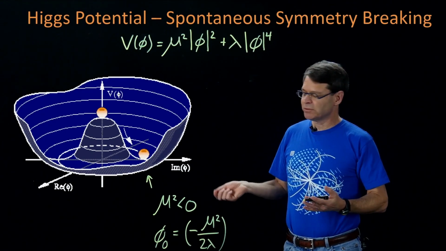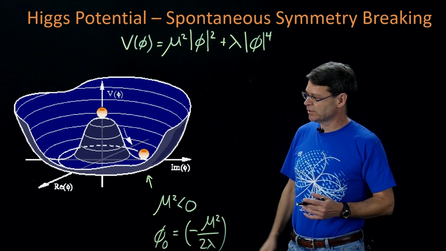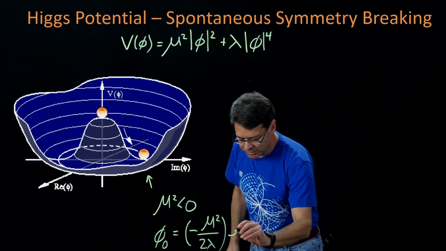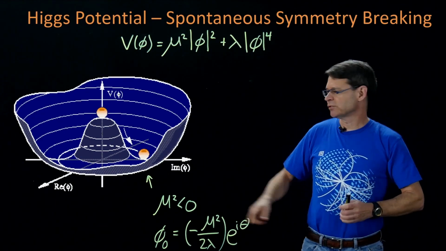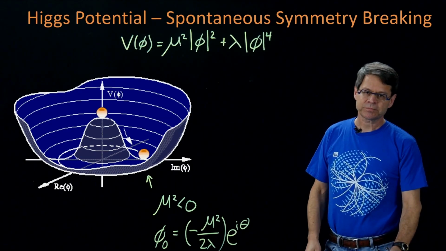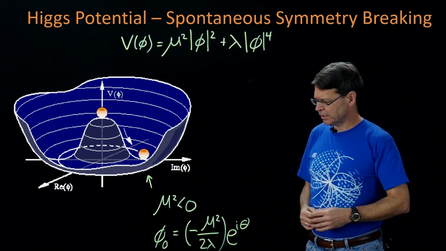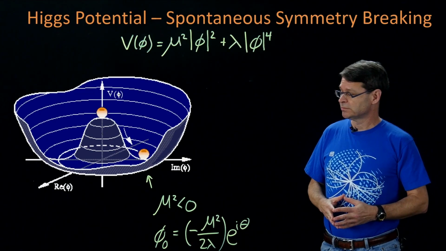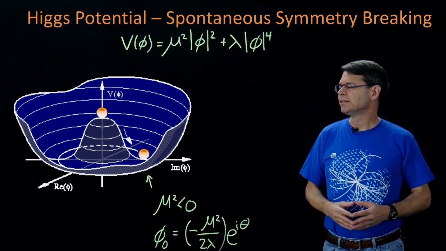We can see this is a two-dimensional potential well because it has a real and imaginary component. Anywhere around a ring at that minimum works. So there's a complex phase we can add here, e to the i theta, and that just means anywhere around that ring can have the minimum potential. So it's a bit arbitrary. Now, what did nature choose? Nature chose something.